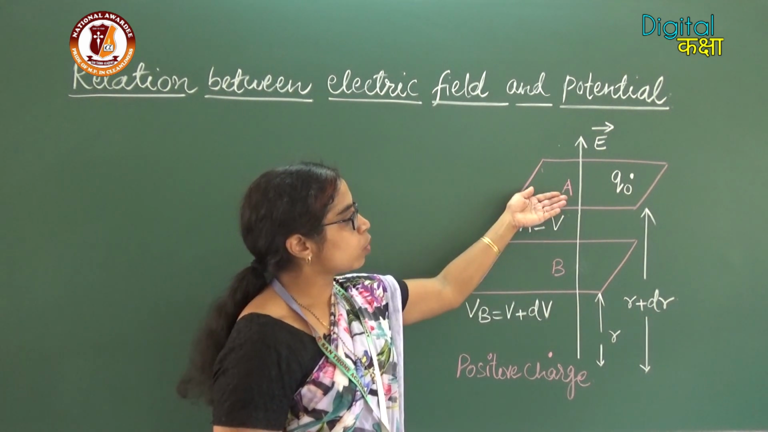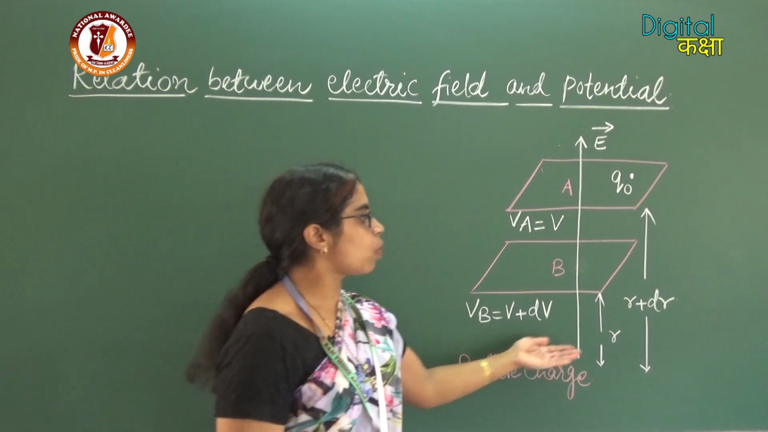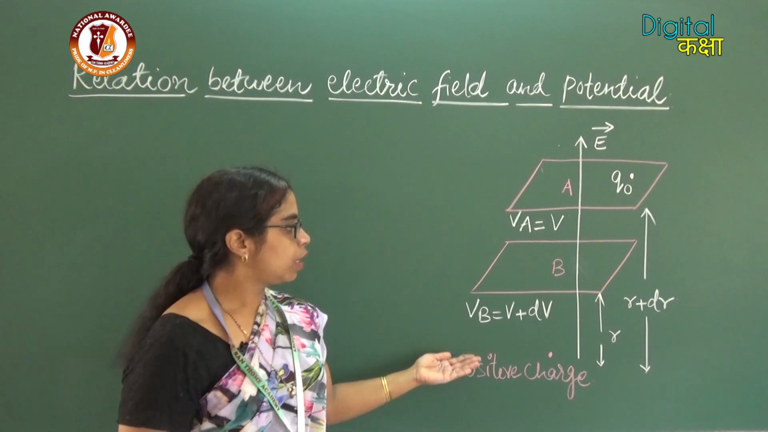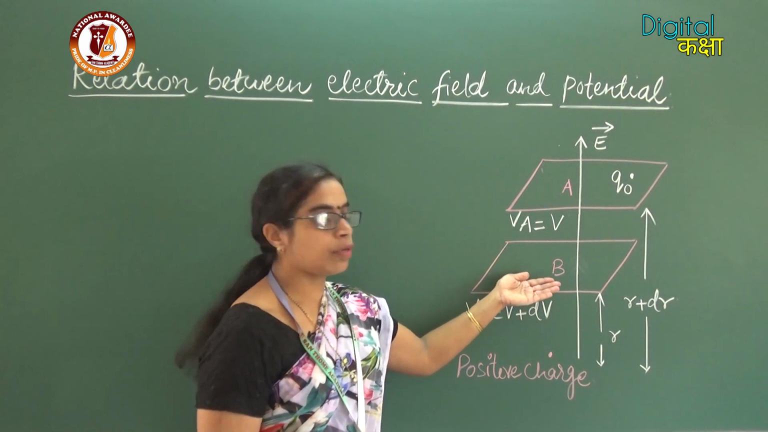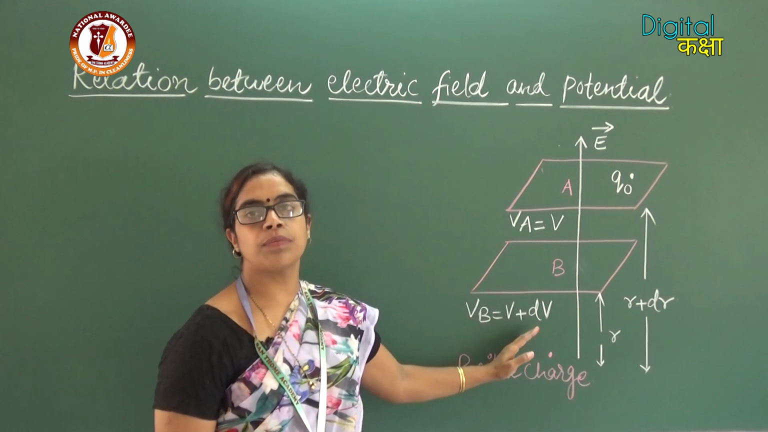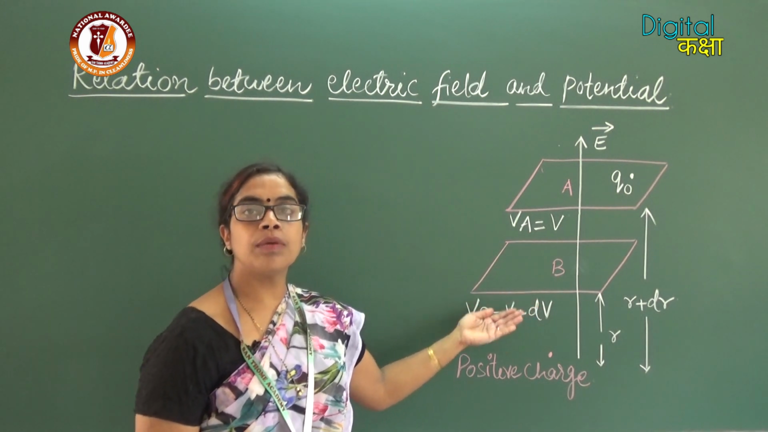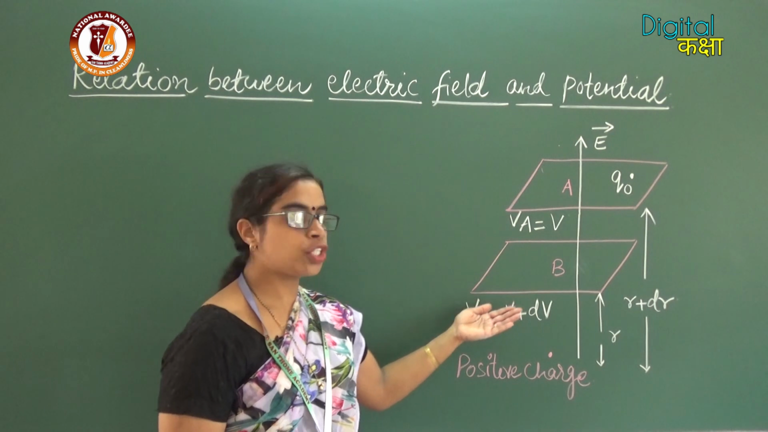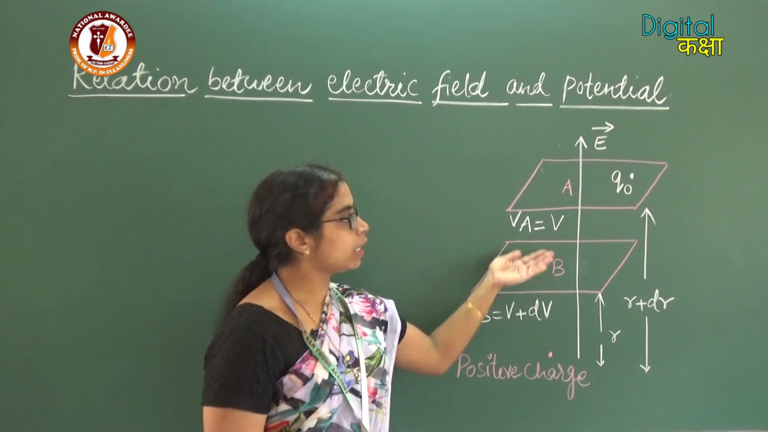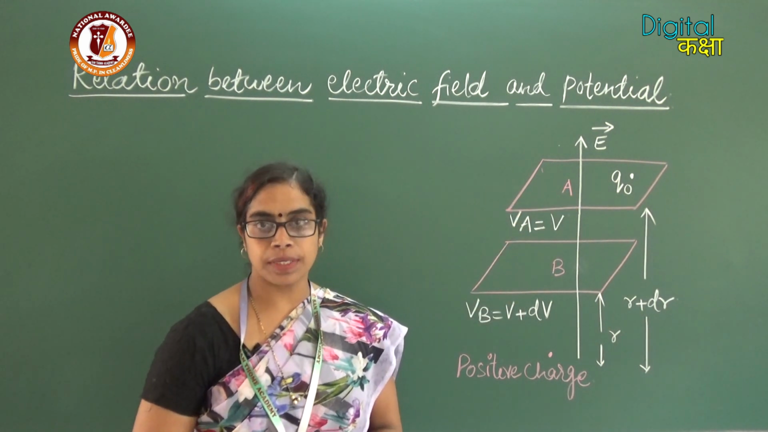Similarly, A also represents an equipotential surface which is at a distance of r plus dr from the given charge. It's very clear that the value of the potential at B, because of its lesser distance from the charge distribution, will be more. So let us take the potential at point B to be equal to V plus dV, and the potential at point A to be equal to V.